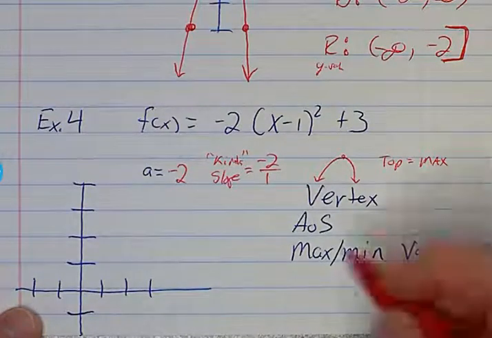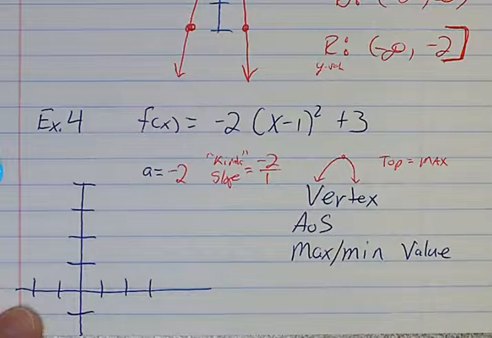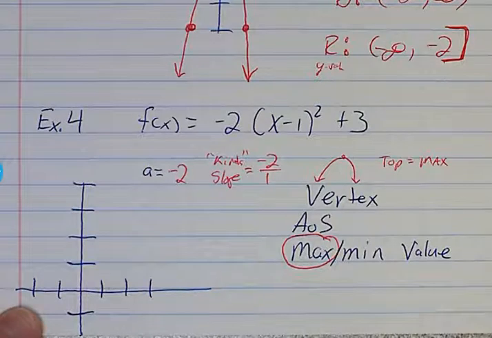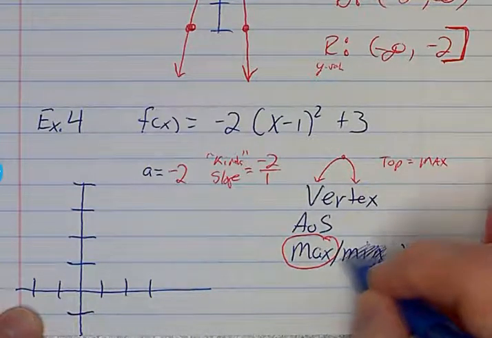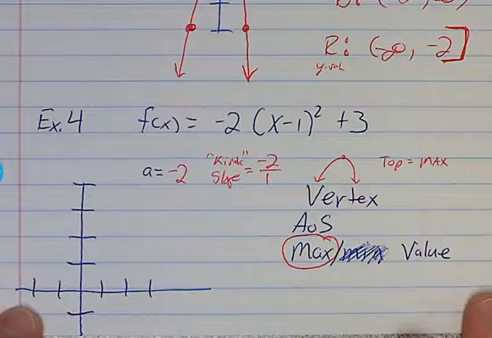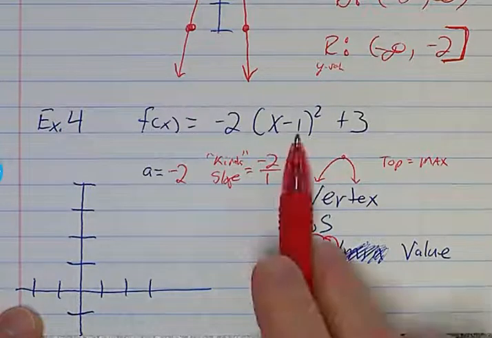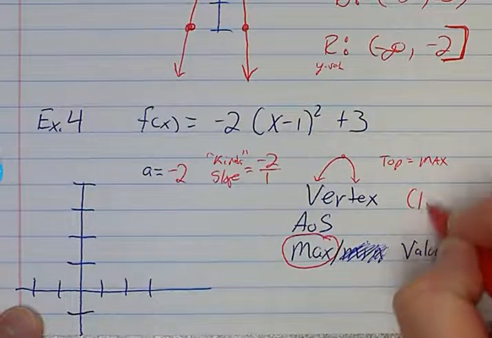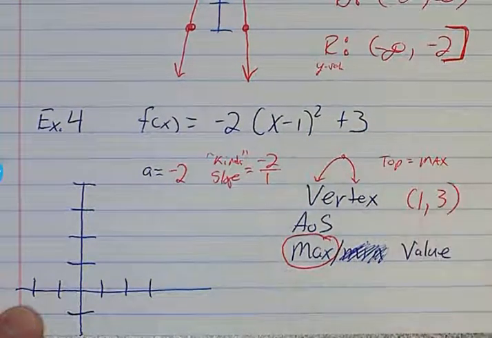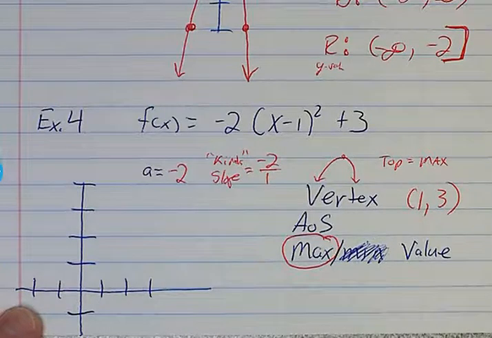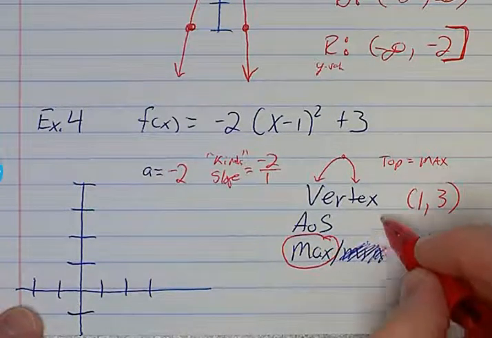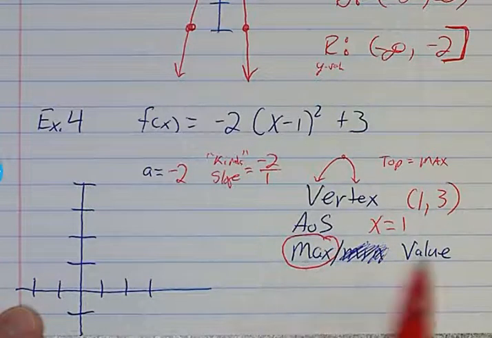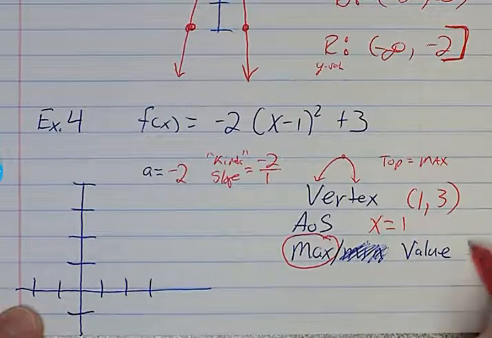Okay, so if it's a test question, I either have max or min, you can go back and circle it, tell me we're doing max, and basically you just have to go back and pick one or the other. So we know it's going to be a max value. Vertex, again, we're going to change this from negative 1 to a positive 1. And it's going to be 1, 3. Axis of symmetry, that's the x value, which in this case is x equals 1. And if they ask for the max or min value, then it's just the second part here, that's a 3.